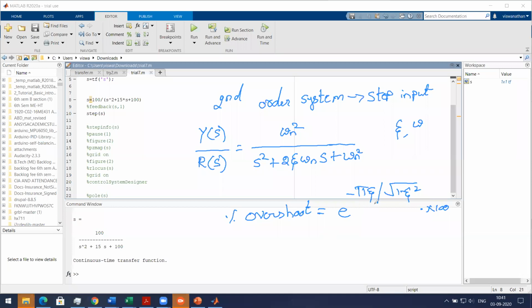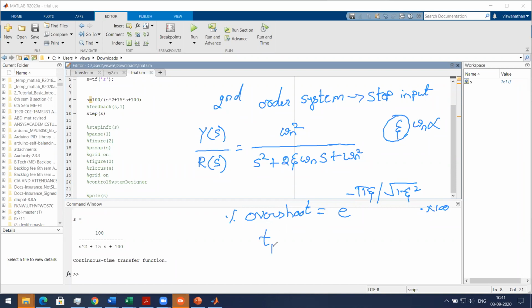Okay, so what is this dependent on? The percentage overshoot is only dependent on zeta. It's not dependent on omega n. Whatever the value of omega n, the percentage overshoot only depends on zeta. So this is the difference. The rise time was dependent on both zeta and omega n, whereas the percentage overshoot is dependent only on zeta.